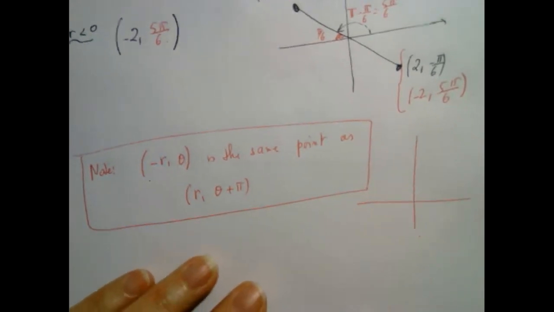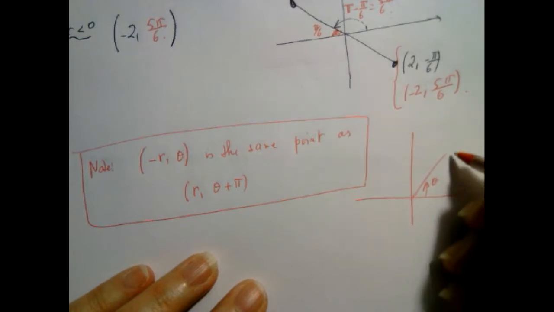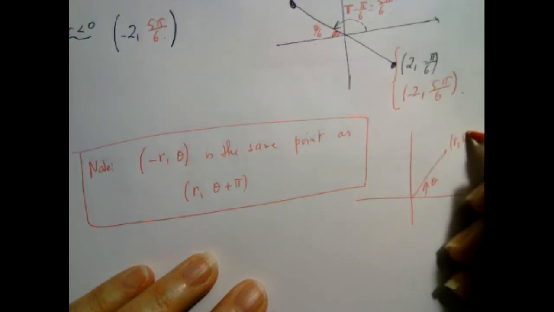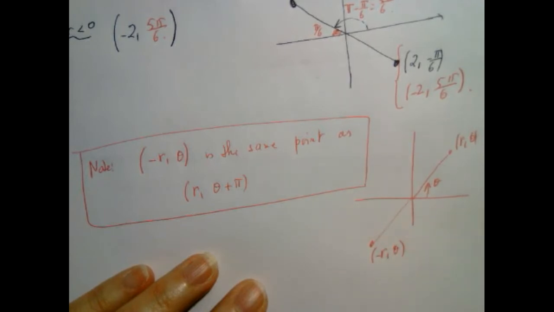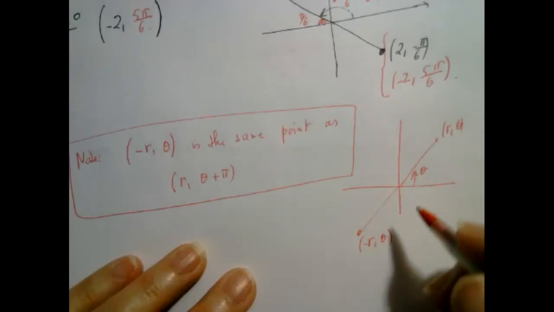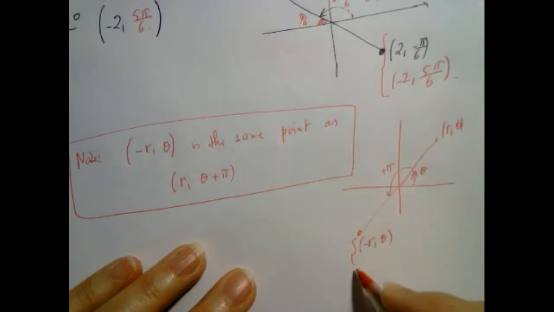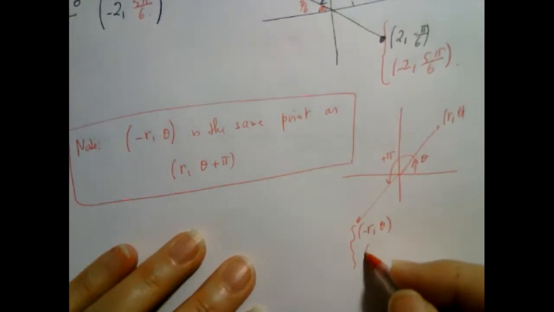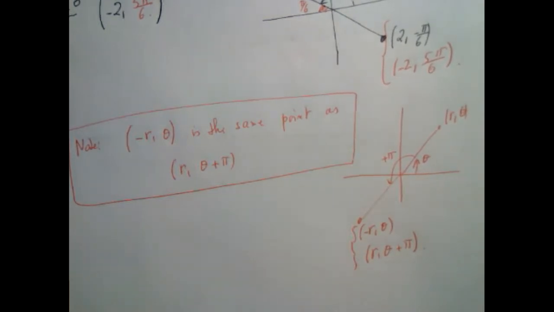If I have (-r, theta), so this is theta, let us say, and that's the positive (r, theta), then (-r, theta) is going to be here. If you look at the picture, from here to here, that's the pi. So this point is (-r, theta), and another representation for it is (r, theta + pi). Okay, so (-r, theta) and (r, theta + pi) basically represent the same point.